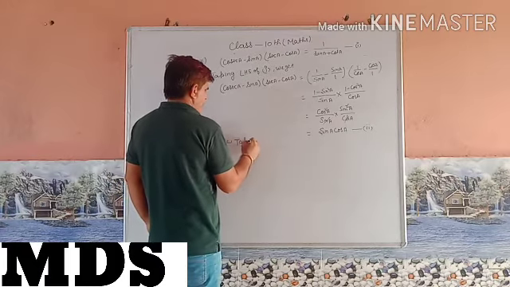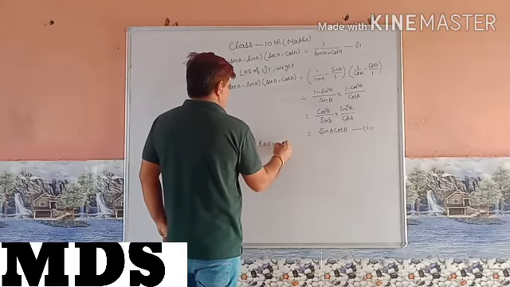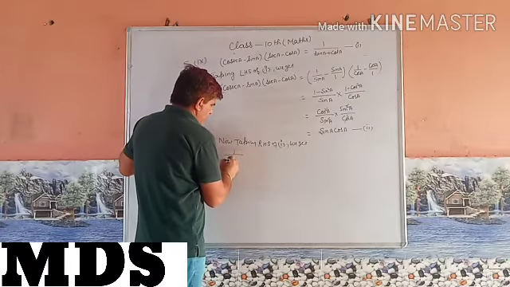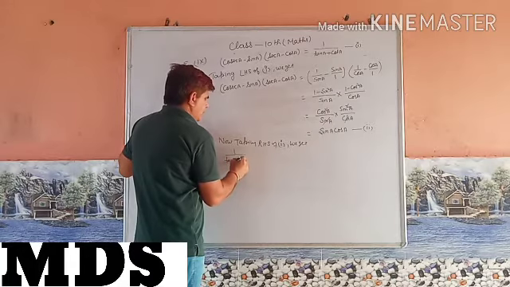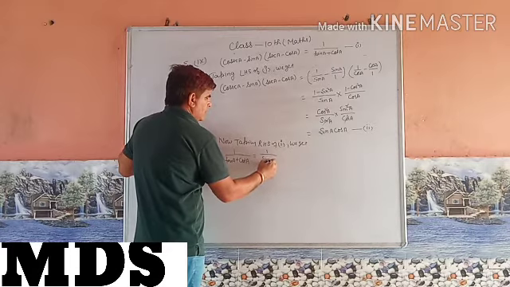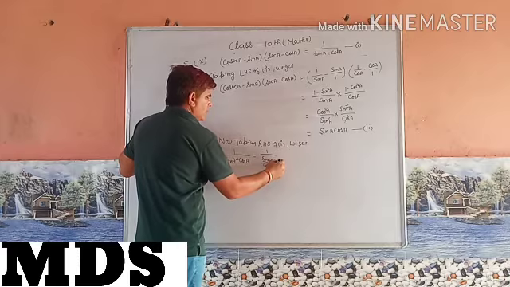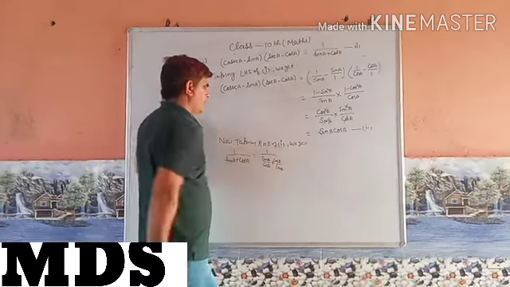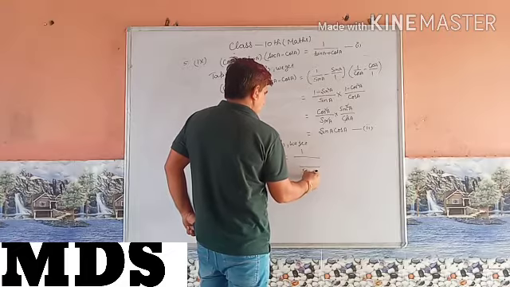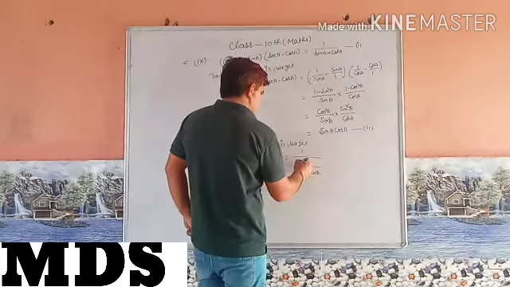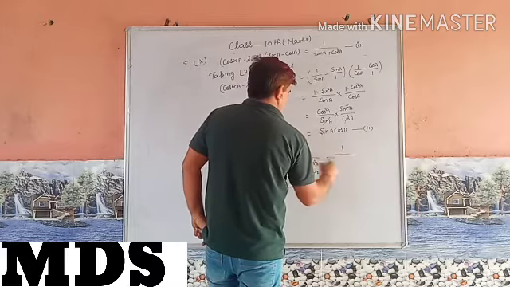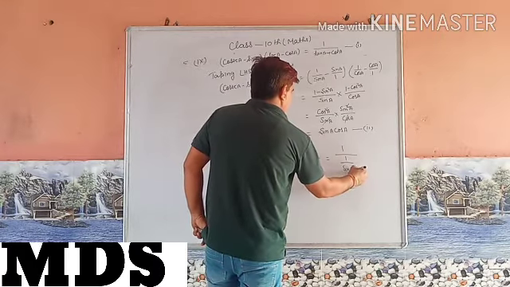Now taking the RHS of the first, we get 1 by tangent A plus cotangent A, which is equal to 1 by sine of A by cos of A plus cos of A by sine of A. This you can write as 1 by, the LCM is sin A and cos A, sin square A plus cos square A, which is 1 by sin square plus cos square, over sin of A cos of A.